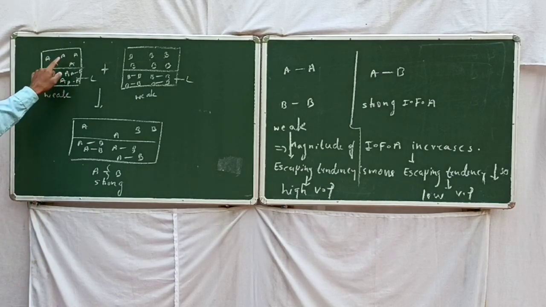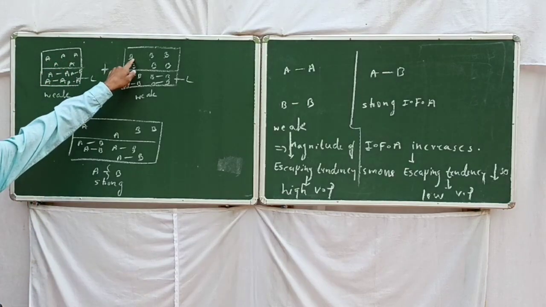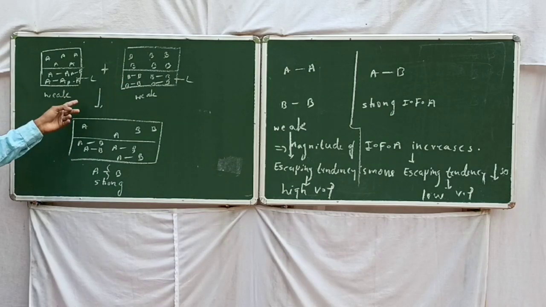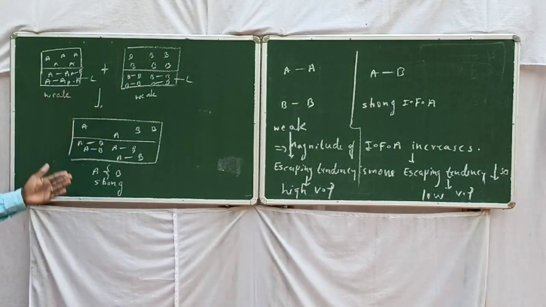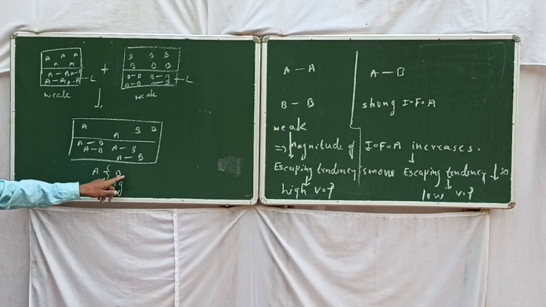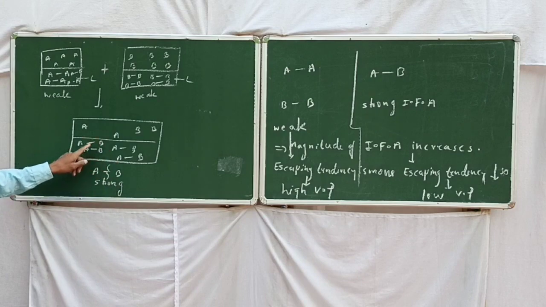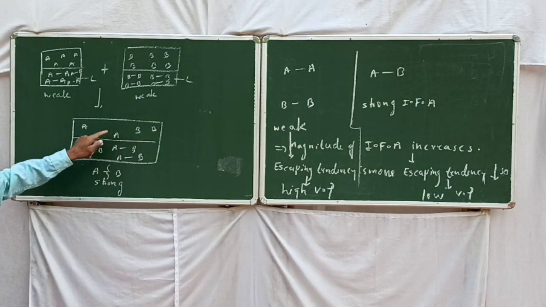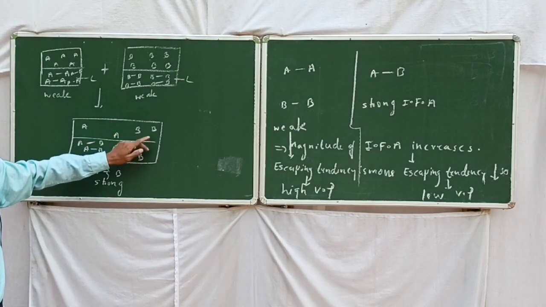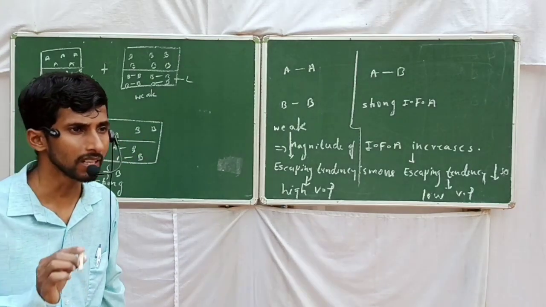In the pure state, their vapor pressure is very high, because intermolecular force of attraction between the molecules is very weak. But once you mix them, intermolecular forces of attraction between the molecules increases. So escaping tendency decreases, so the number of molecules present in the vapor phase decreases. So vapor pressure of the solution decreases.